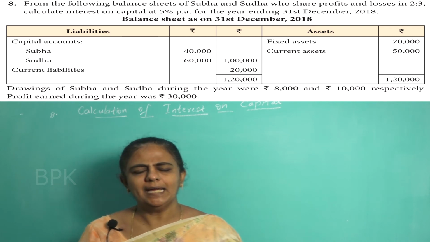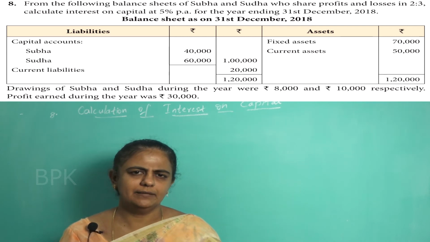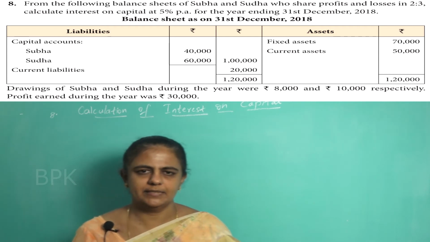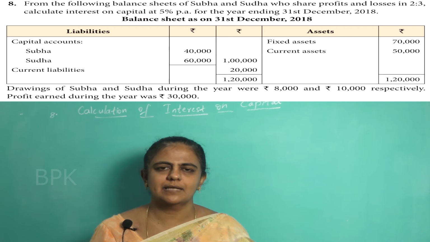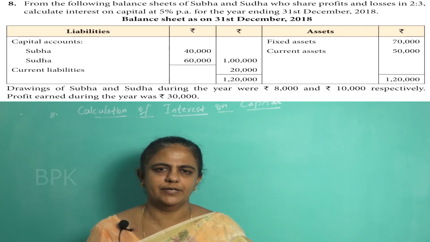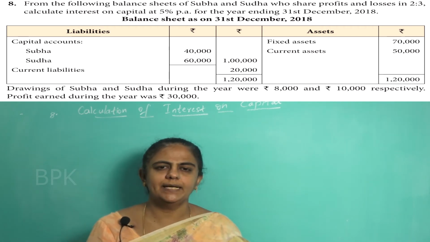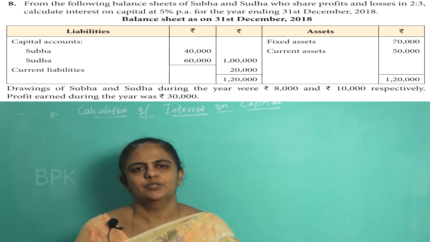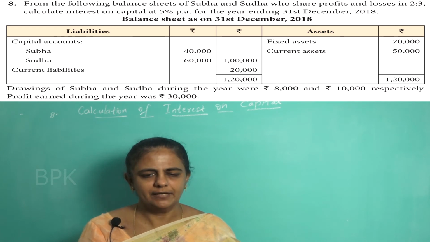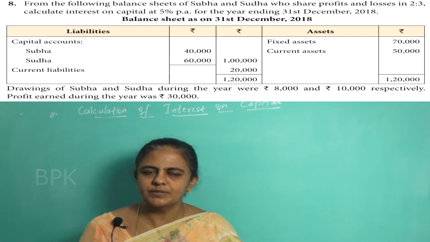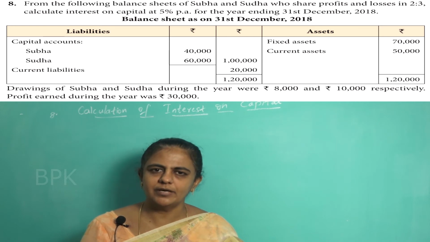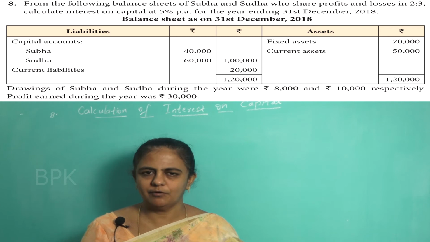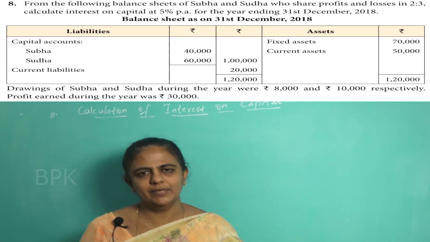Okay. Now, why do I have to calculate the drawings and the profit? Because you know already when you are writing the capital on the liability side, we deduct the drawings and we add the profit. Here you should know the opening capital. I have already told you interest on capital is always calculated on the opening capital. So, when you want to find out the opening capital, you have to do the opposite. You have to add the drawings and deduct the profit. So, when you add the drawings and deduct the profit, you will get the opening capital.